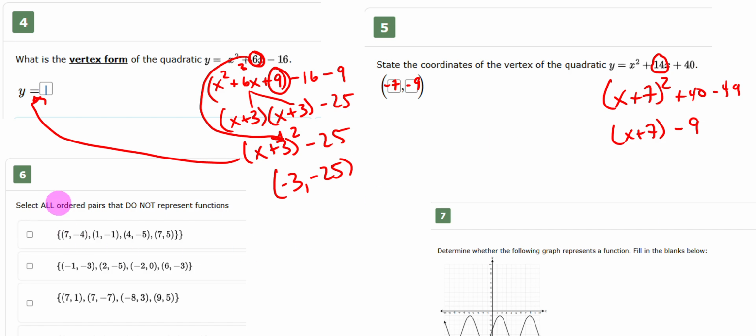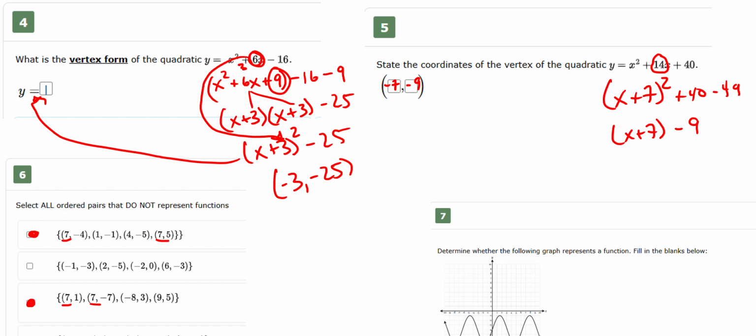Okay? Select all ordered pairs that do not represent functions. No, you can't have the same x going to multiple y's. So that would make it not a function. So 7 goes to -4 and 7 goes to 5. So that is not a function. -1, 2, -2, 6. I don't have any 1 x going to multiple things there, but I have 7 and 7 both going to 2 different things there. So it's not a function.